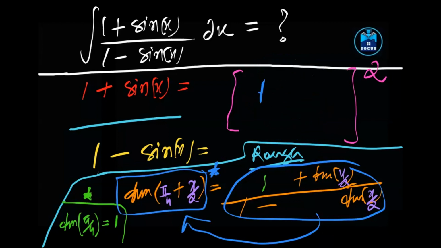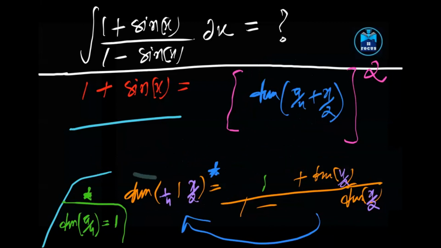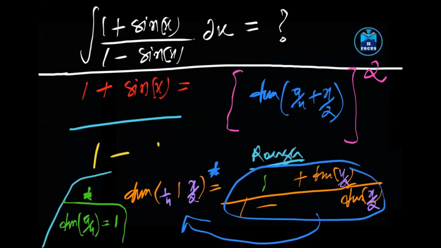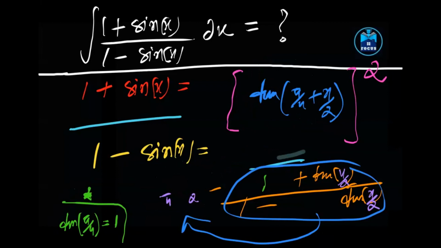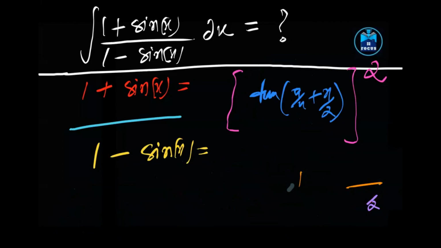And when I do so, it becomes tan(pi by 4 plus x by 2). Now the rough work is no longer required. I can remove this. So rough work from here is not at all required now. I can remove this and use this space to solve this question further.